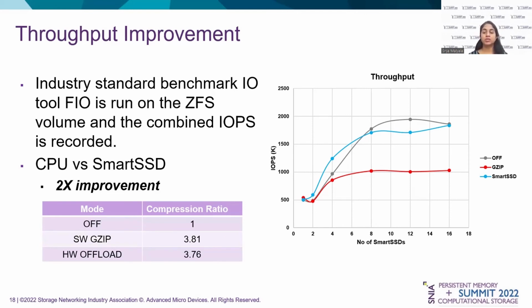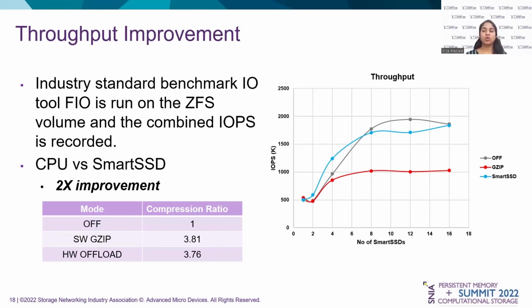The one where there is no compression involved, which is the off case, the gray plot here, and the one where the compression is on and the CPU resources are used for compression tasks, the red plot here, and the case where we have offloaded compression tasks to FPGA, which is the smart SSD case, the blue plot. Note that the algorithm used here in both the cases is GZIP level 1.